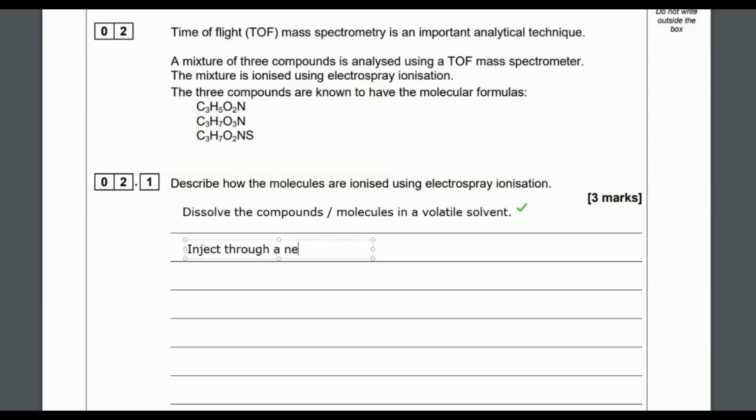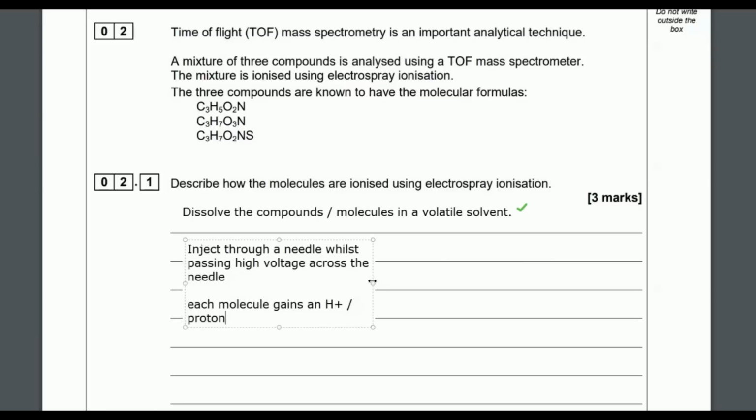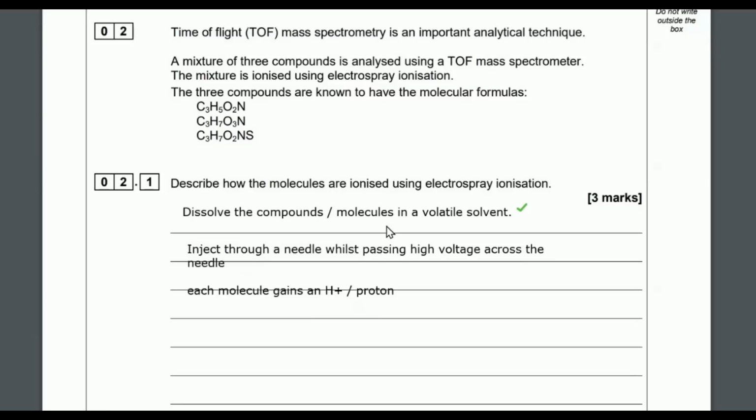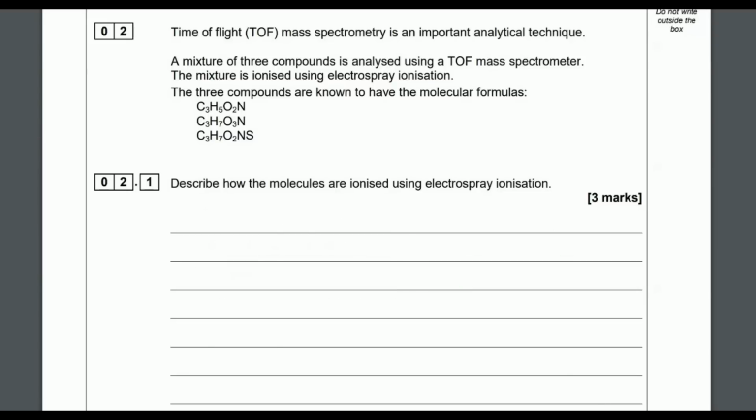Now, the second part to this is we inject the sample through a needle whilst passing a high voltage across the nozzle of the needle. And what this does is this creates a positive charge on the compound or the molecule by adding a hydrogen ion or a proton to the molecule. And those are the three marks. So dissolve with a volatile solvent, pass through a high voltage, and a proton's added.